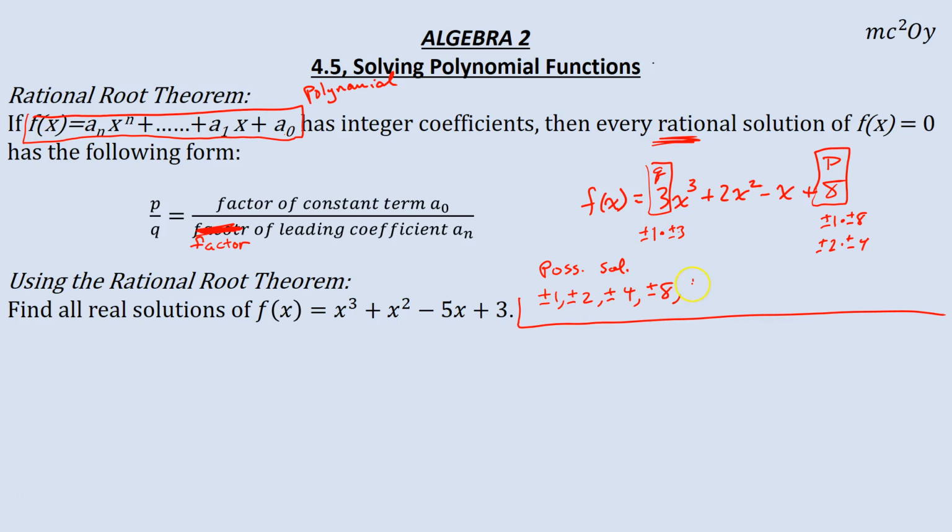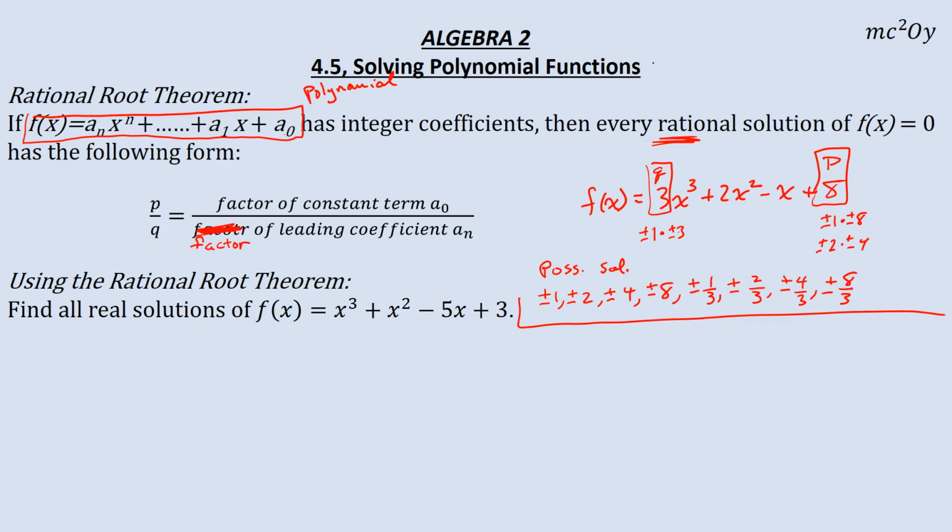So I could have positive negative 1 over 3, positive negative 2 over 3, positive negative 4 over 3, and positive negative 8 over 3. Those are all the possible solutions. The rational roots theorem just helps us to figure out a possible solution.